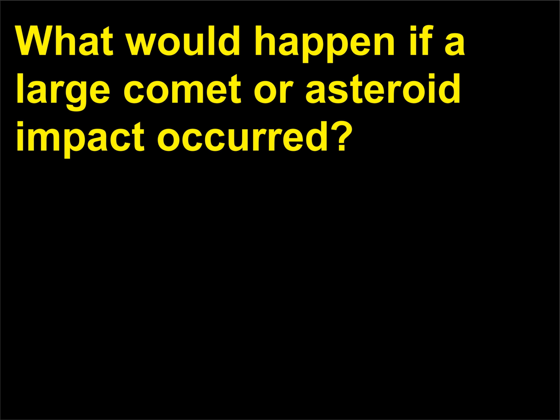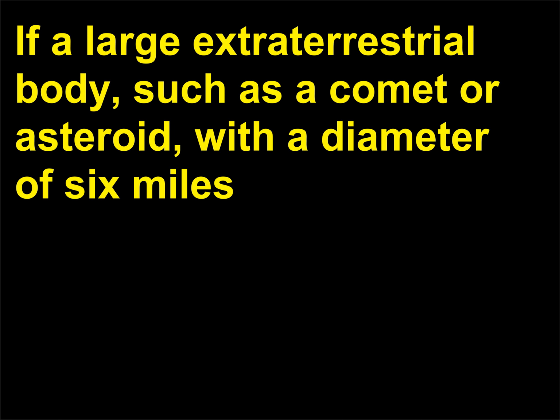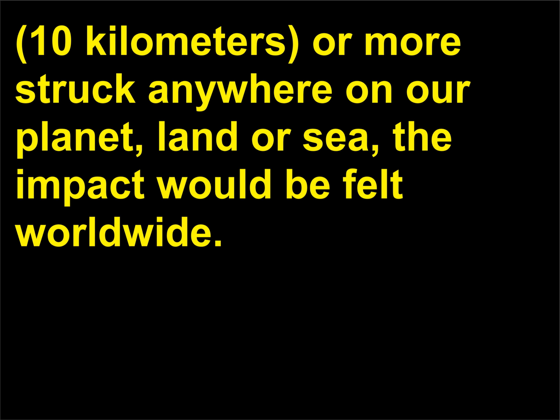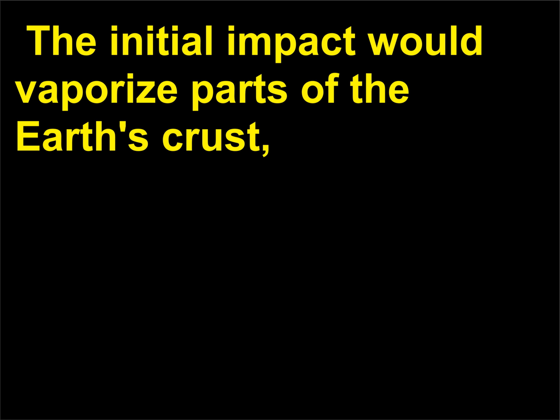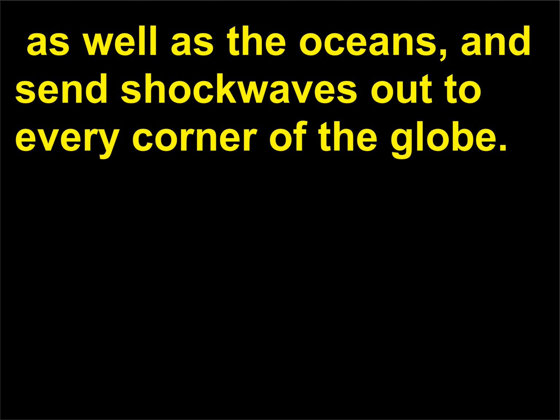What would happen if a large comet or asteroid impact occurred? If a large extraterrestrial body, such as a comet or asteroid, with a diameter of 6 miles, 10 kilometers, or more struck anywhere on our planet, land or sea, the impact would be felt worldwide. The initial impact would vaporize parts of the Earth's crust, as well as the oceans, and send shockwaves out to every corner of the globe.